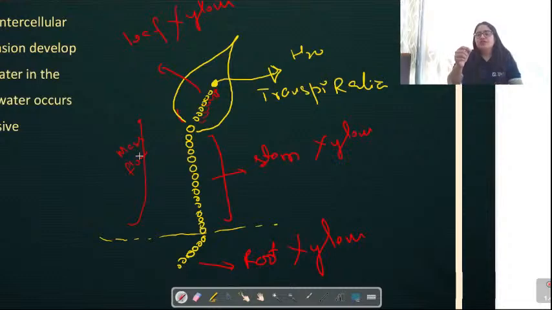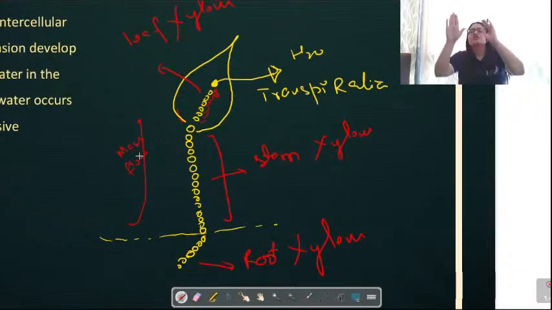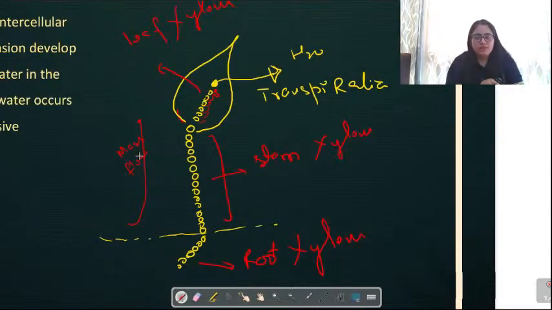So when this tension, which is created because of the loss of water molecules in the transpiration process, reaches from leaf to stem to root, there will be mass flow of water and minerals from root to the leaf with the help of two very important properties of water, that is cohesion and adhesion. What is cohesion? When two water molecules attract each other, this is because of the cohesion force.